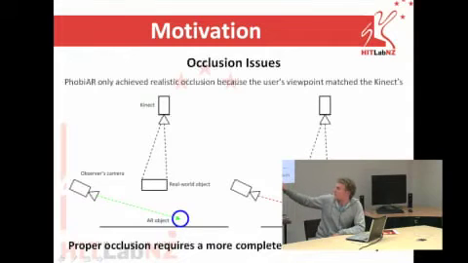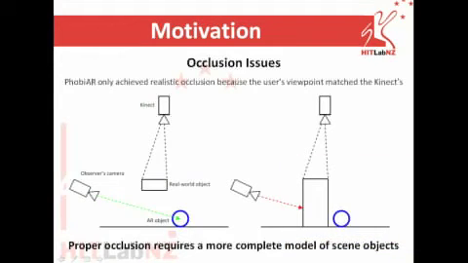What to notice between these two scenarios is that they both look exactly the same to the Kinect. Right, there's no way of differentiating whether in this one we shouldn't be able to see the object, in this one we should. Okay, so we need a better model of the real-world objects in the scene to get better occlusion.